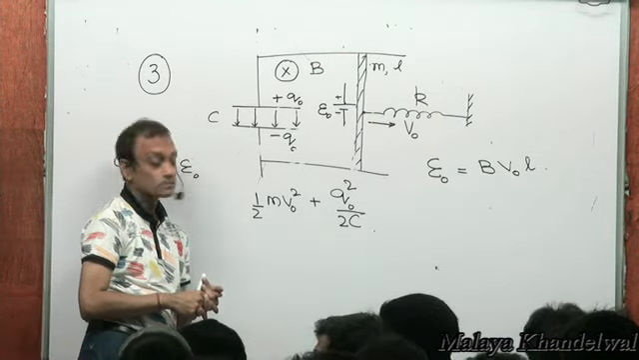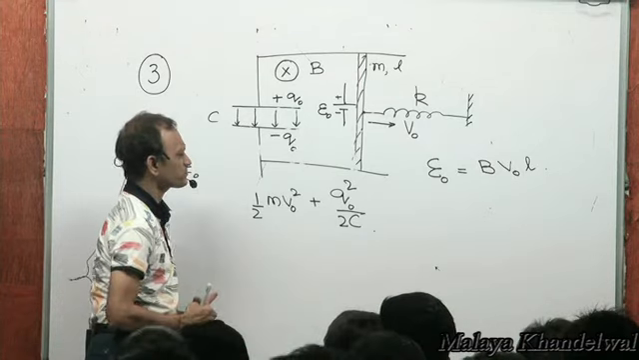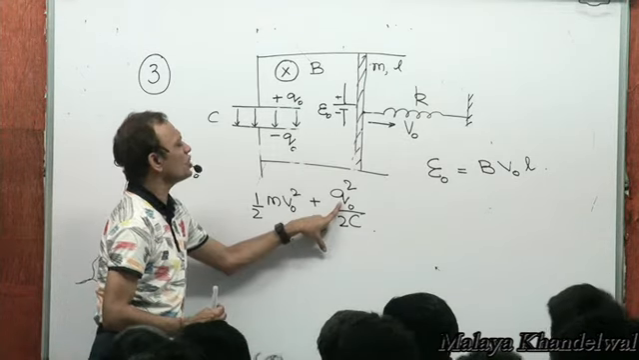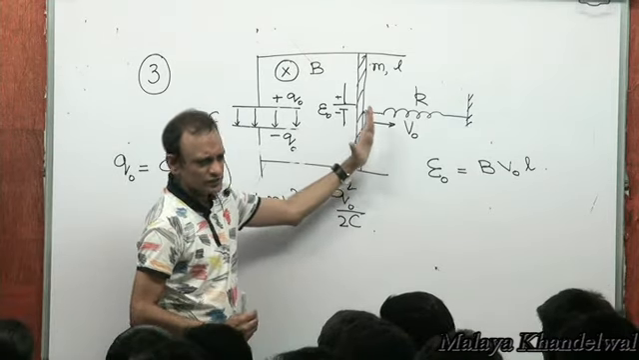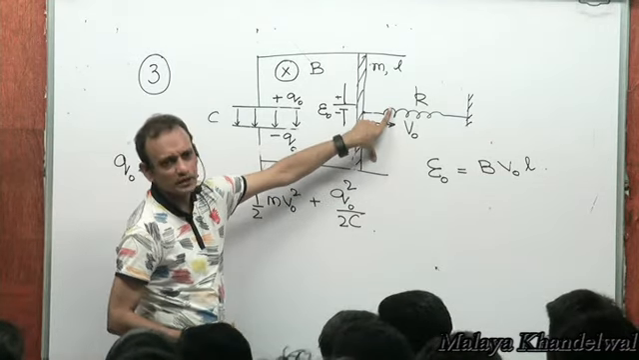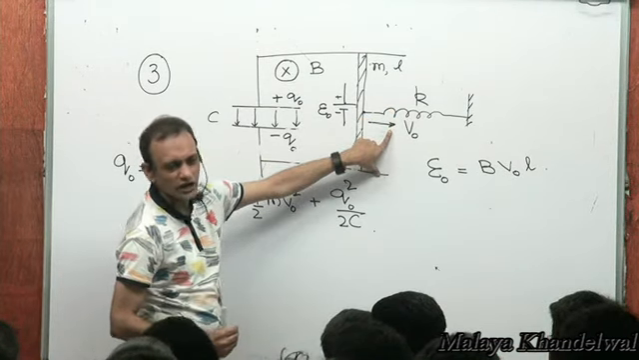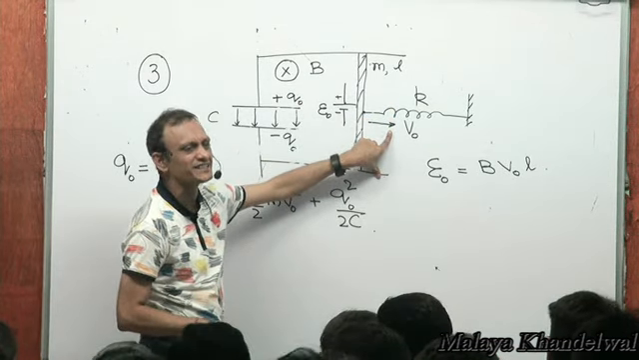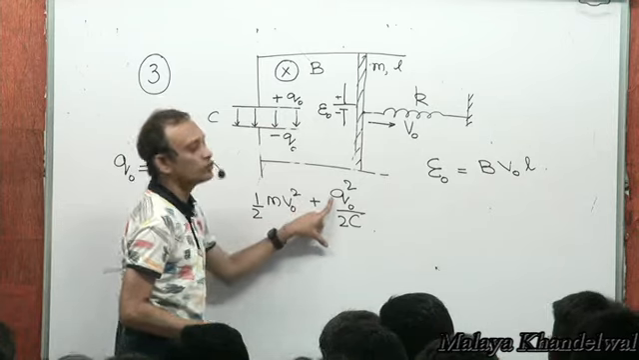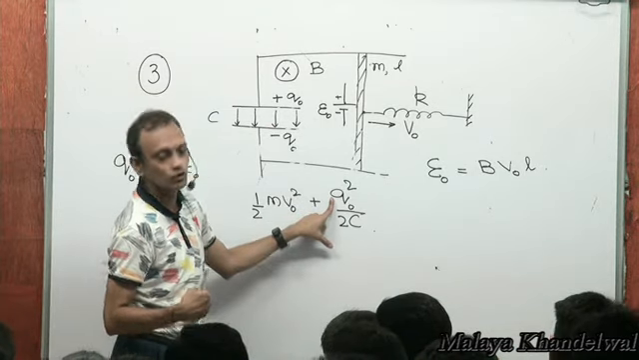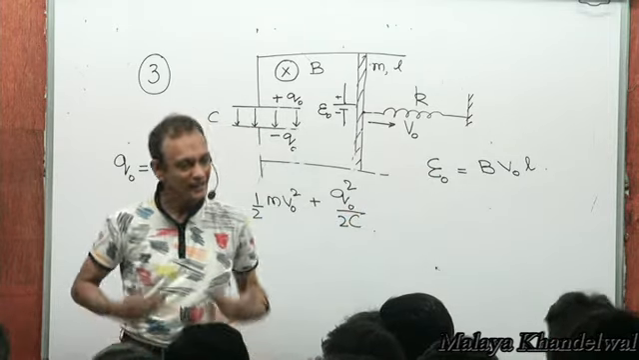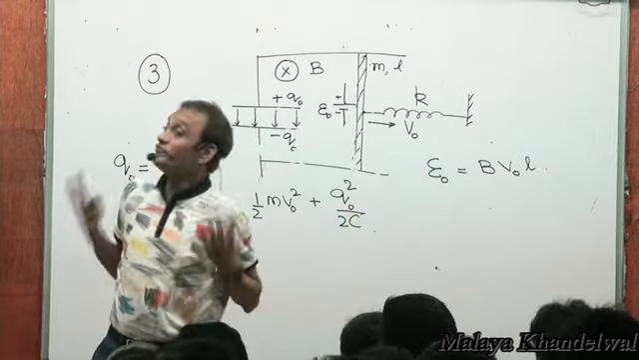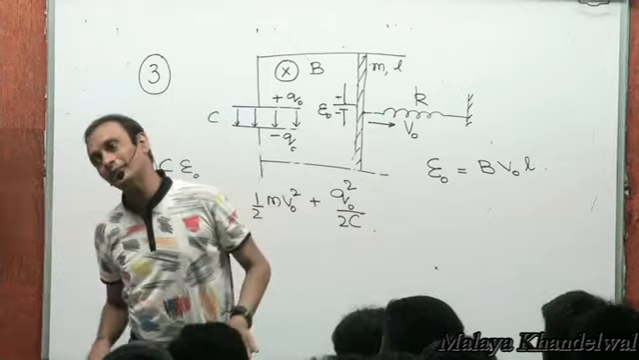And do you realize that this V naught and Q naught go hand in glove? So while this moves to the right, the spring compresses and it retards the connector, the velocity of the connector decreases, so Q naught will also decrease. If V naught decreases, epsilon naught decreases, so Q naught will decrease, right? So when V naught becomes 0, Q naught will become 0.